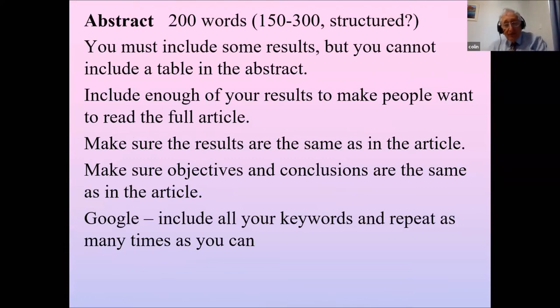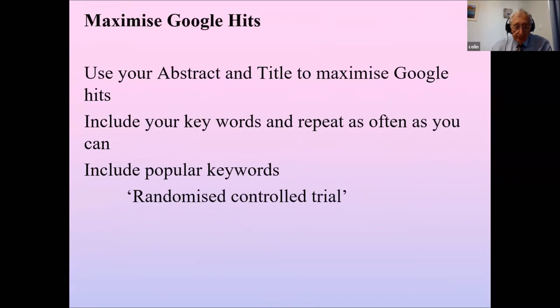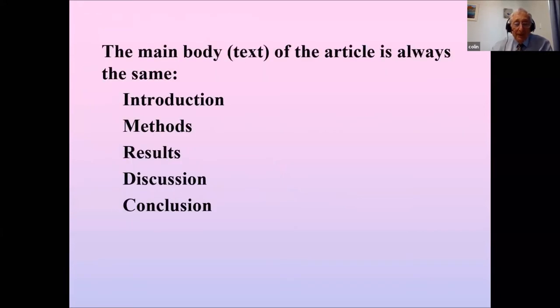but you can't just give a whole list of results and nothing else, and you certainly can't put a table in there. And as I said, as many keywords as you possibly can. Popular keywords, well, at the moment, randomized controlled trial is a very popular term, so you should put that in. And I suppose COVID or COVID-19 would also be a popular one for 2020.